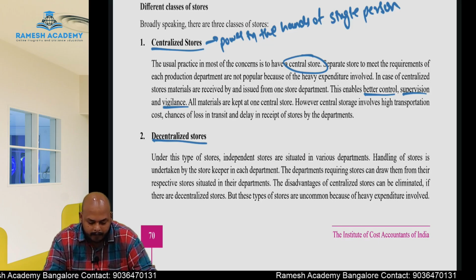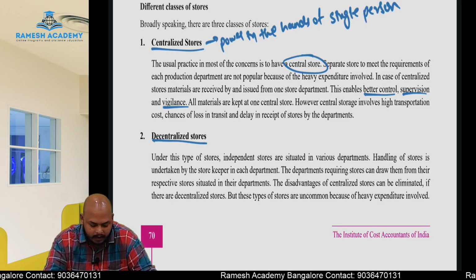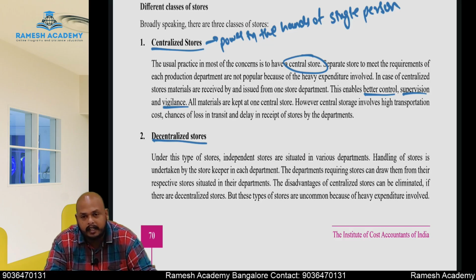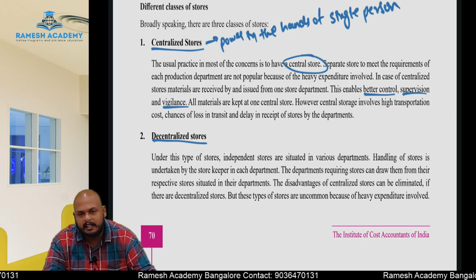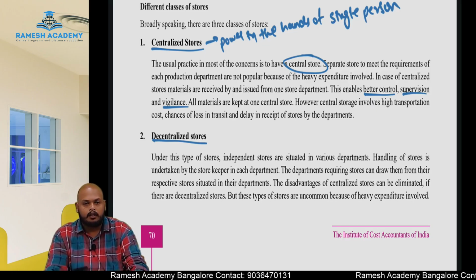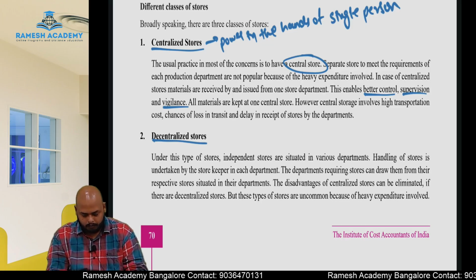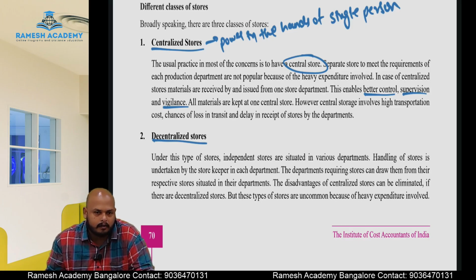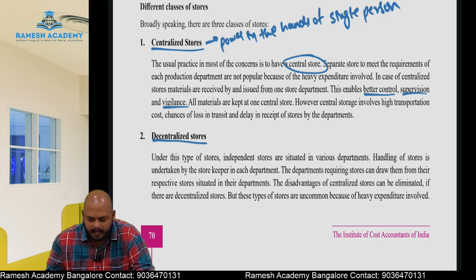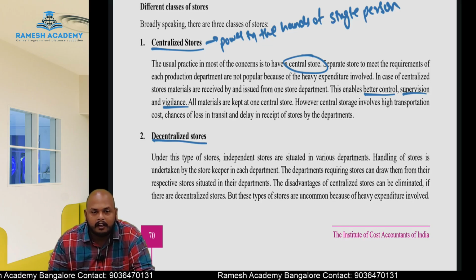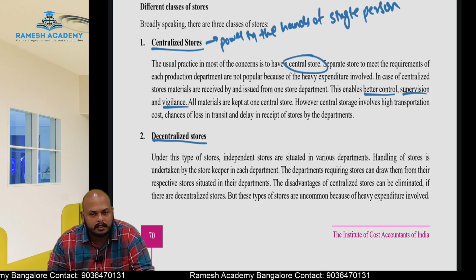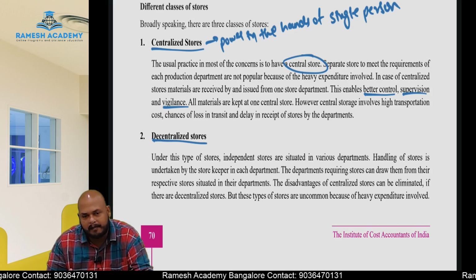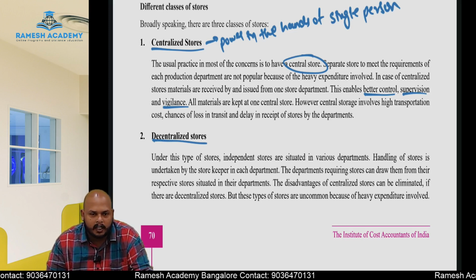All materials are kept at one central store. However, the central storage involves high transportation costs, chances of loss in transit and delay in the receipt of stores by the department. So there are advantages as well as disadvantages. The advantages are better control, supervision and vigilance. Whereas what are the disadvantages here? The disadvantages arise when the goods are stored in a central location. The central location will generally be far from the departments.